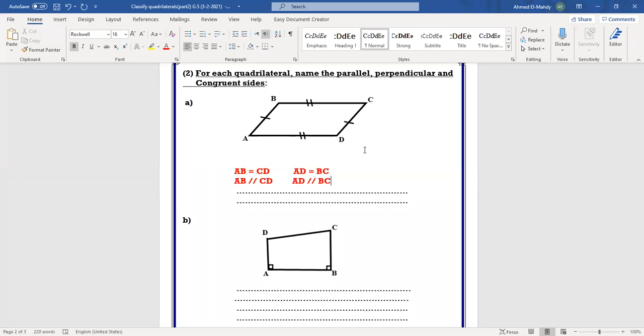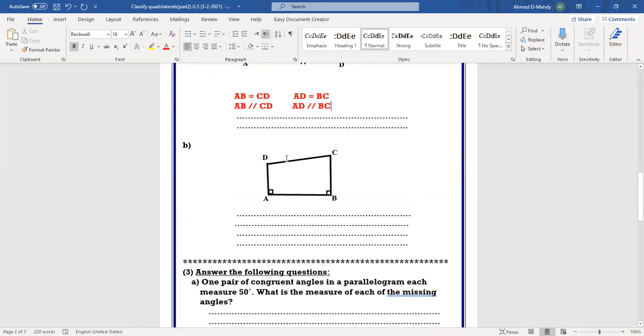The perpendicular lines which make right angles with us. You remember? We talked about it. In the first shape, here there is no right angles. We don't have perpendicular lines. We have only equal sides and parallel sides.